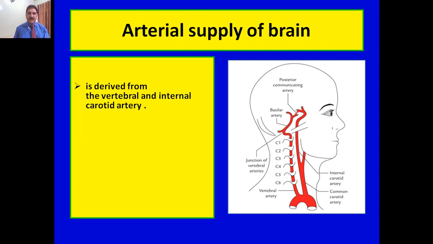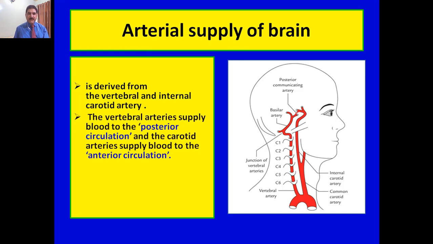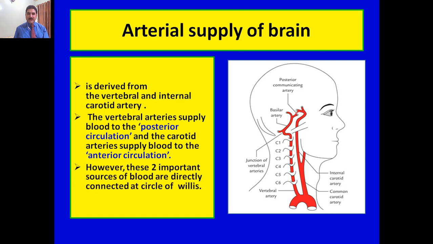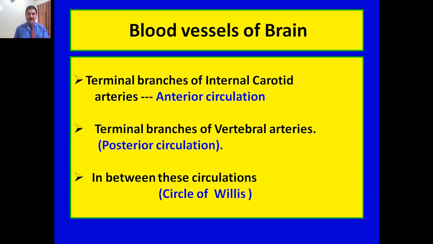Arterial supply of brain is derived from vertebral and internal carotid artery. The vertebral arteries supply blood to the posterior circulation, and the carotid arteries supply blood to anterior circulation of brain. These two important sources of blood supply are directly connected at Circle of Willis. This nature's backup system provides collateral circulation in case some of the vessel is occluded.